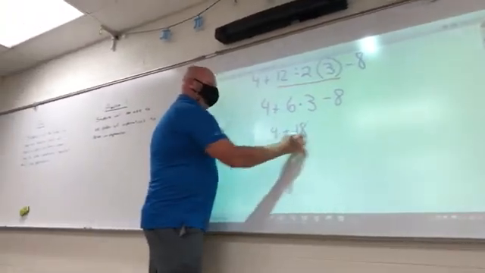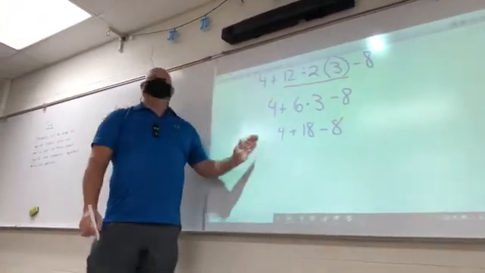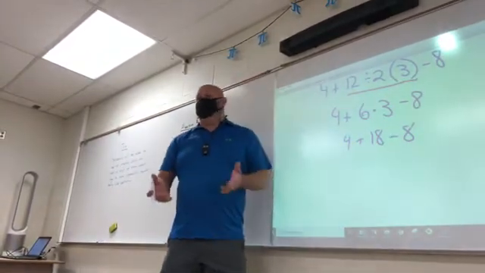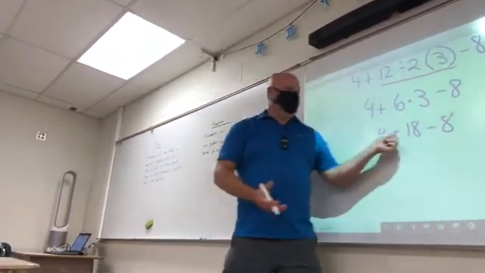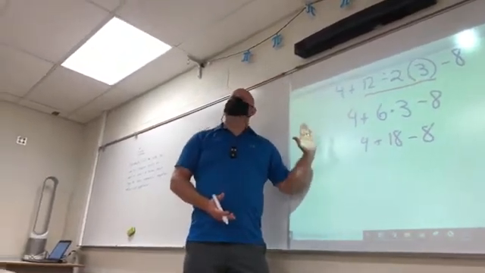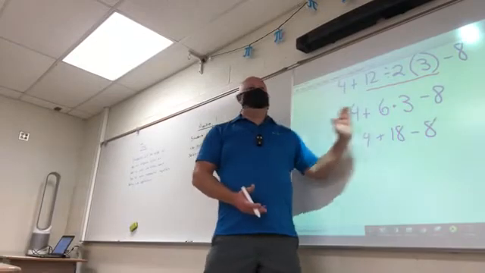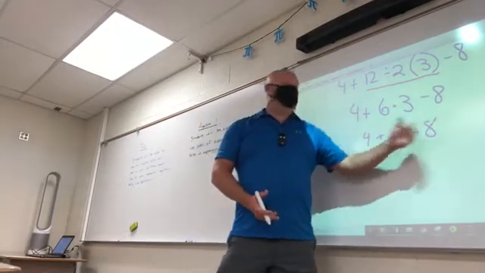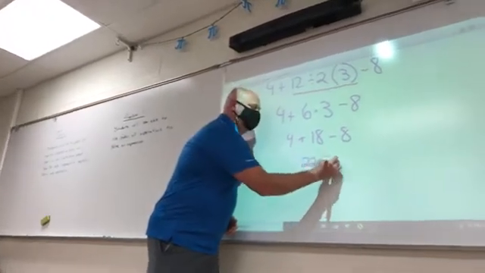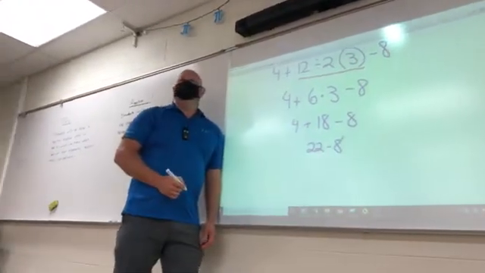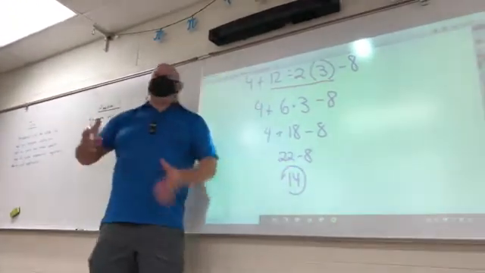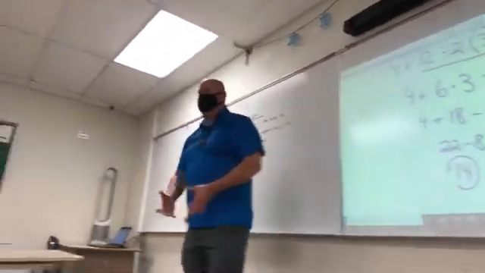And now I've got addition and subtraction. Now, I've got a choice. I can add, I can subtract. How should I actually do it then? Left to right. Do it just like reading a book. You go from left to right. 4 plus 18 is 22. 22 minus 8 is 14. 14 would be the actual answer to this question.